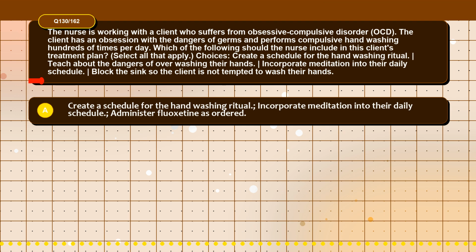Question 130. The nurse is working with a client who suffers from obsessive-compulsive disorder (OCD). The client has an obsession with the dangers of germs and performs compulsive hand washing hundreds of times per day. Which of the following should the nurse include in this client's treatment plan? Select all that apply. Choices: create a schedule for the hand washing ritual. Teach about the dangers of overwashing their hands. Incorporate meditation into their daily schedule. Block the sink so the client is not tempted to wash their hands.